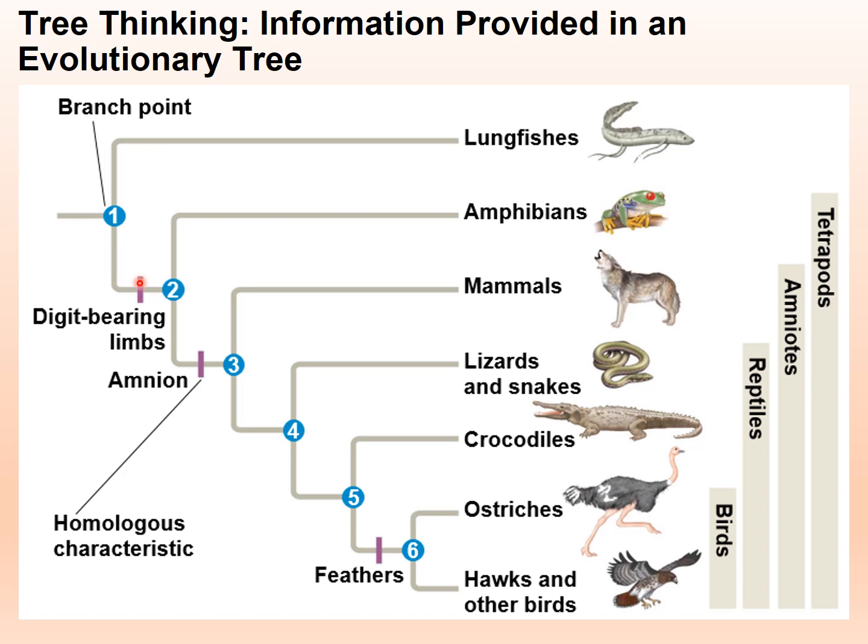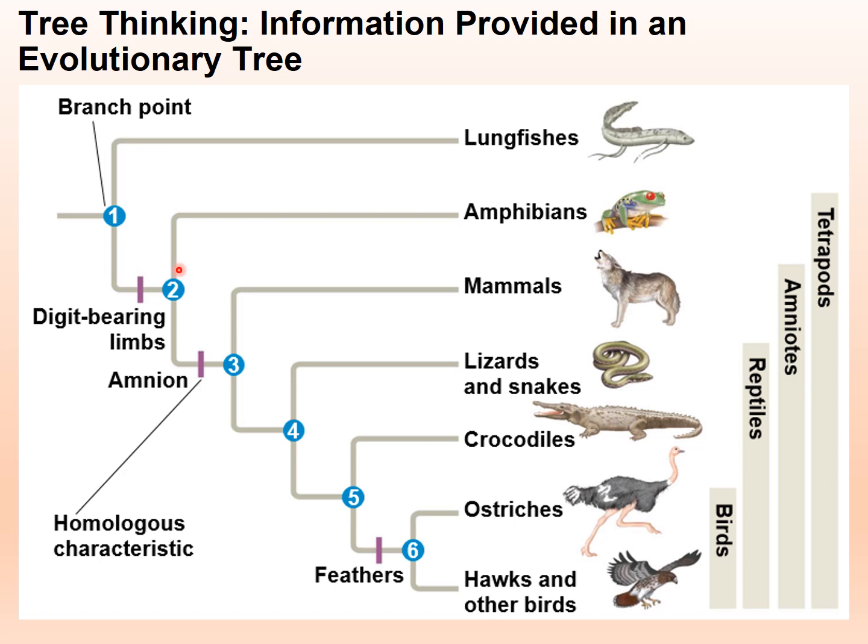Digit-bearing limbs. So that means limbs with digits, and that evolved at this point right here. Of course, the lungfish do not have digit-bearing limbs. If the lungfish did have digit-bearing limbs, then digit-bearing limbs would have occurred back here, indicating that this branch point happened, and along the length after any particular structure indicated in the tree, each organism along that line that follows it should have that character.